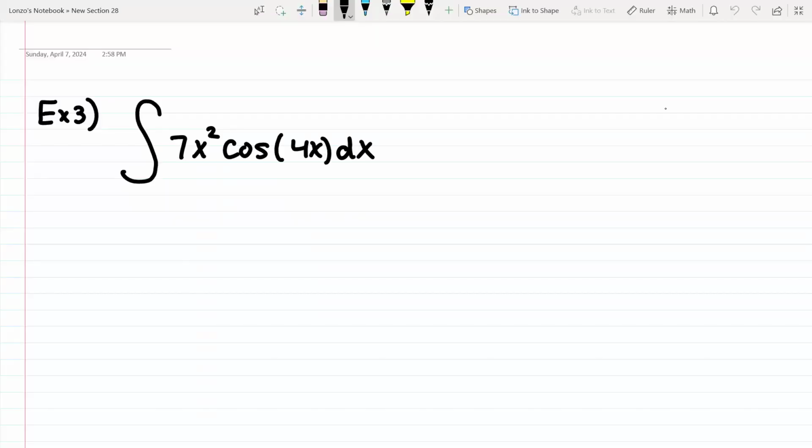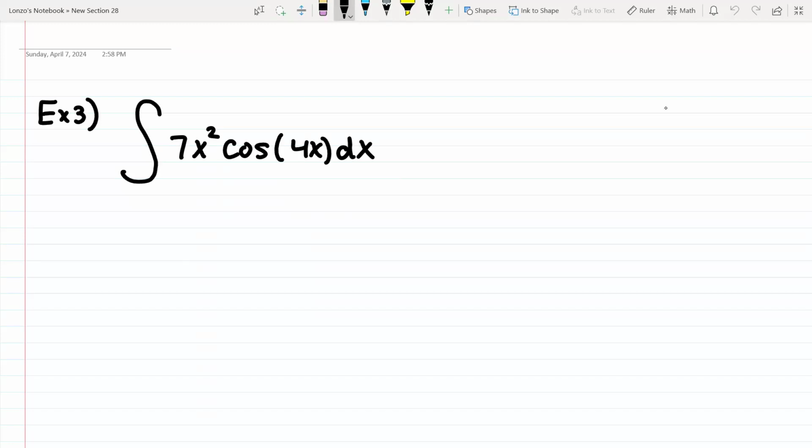Well, in this video, I will do an integration by parts, but this will be more than once. So this one's a little bit more work, a little bit more complex, because we have to integrate it more than once. So we've got to integrate 7x squared cosine of 4x dx.